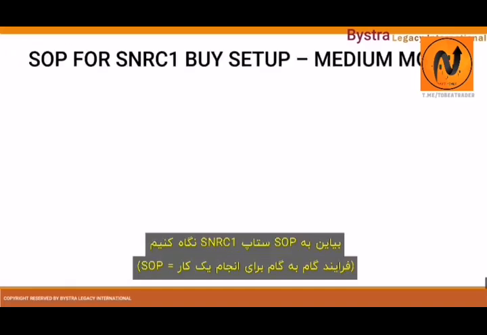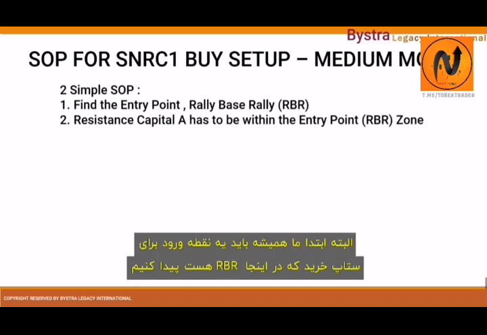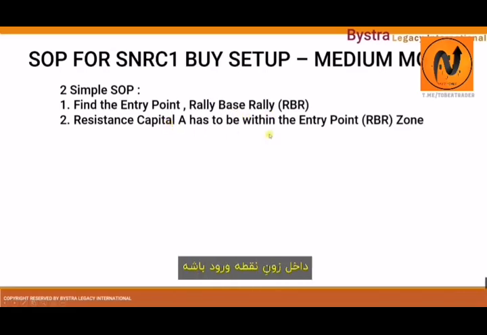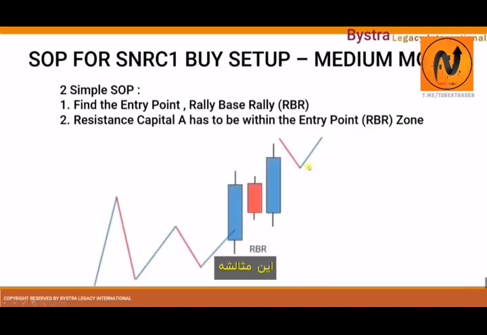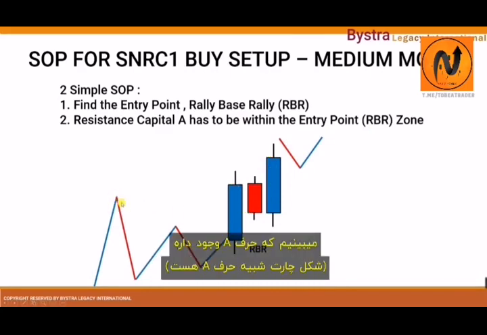Let's have a look at the SOP for the SNRC1 buy setup. This is the medium mode. The SOP is actually very simple. First, of course, we must always find the entry point for the buy setup, which in this case is the rally base rally. And remember guys, the capital A, which is the resistance, has to be within the entry point zone. So this is an example. As we can see, this is a rally base rally. At this base area, we can see there is a capital letter A.